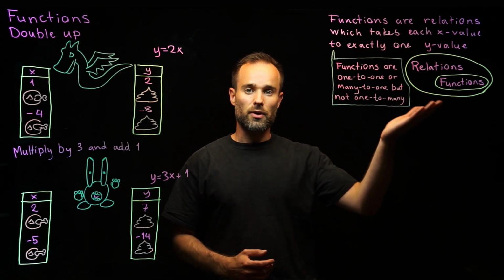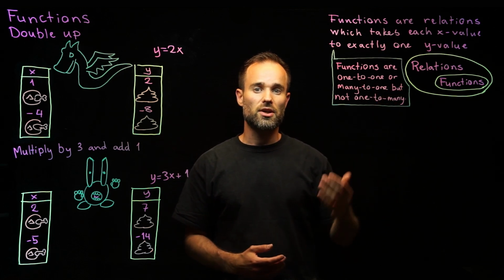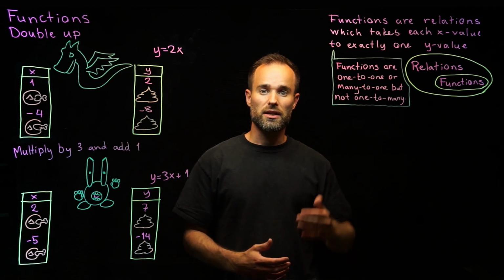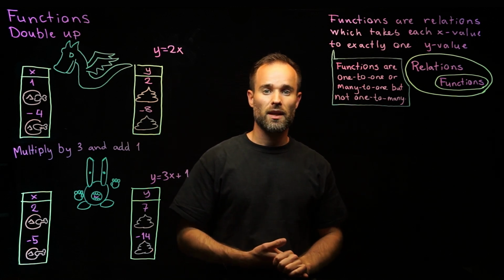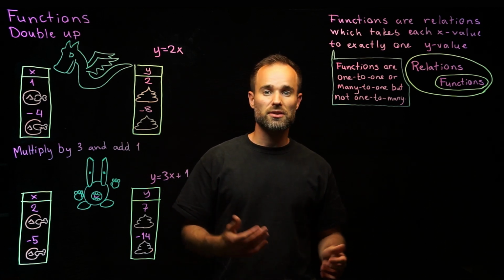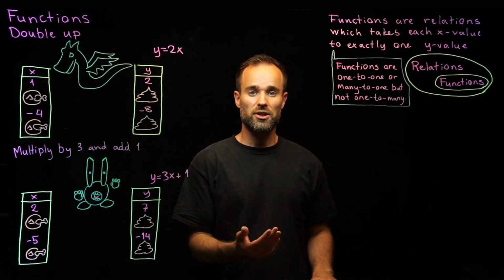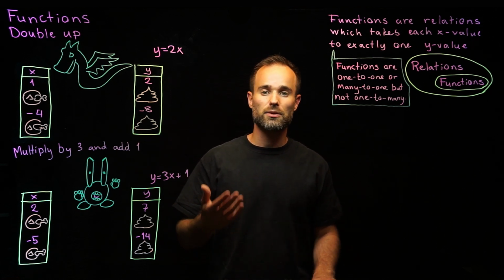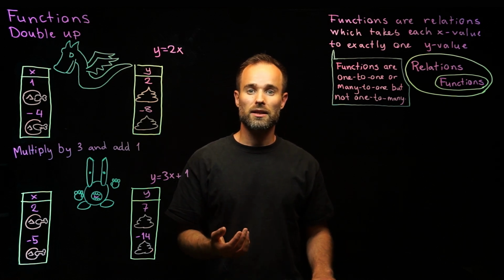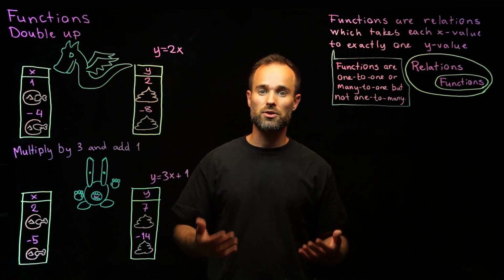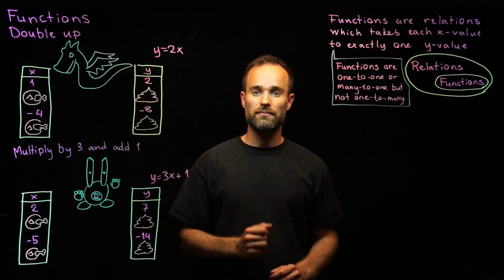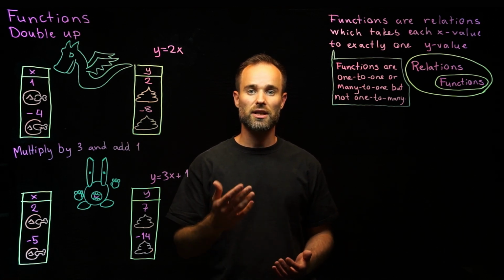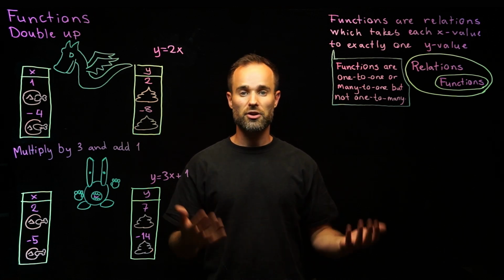This Venn diagram illustrates that functions are a subset of all relations, and these are the requirements to be a function. In other words, a function is a special type of relation. Our definition: functions are relations which take each x value to exactly one y value, meaning they can be one-to-one or many-to-one. Additionally, we also use a particular notation to indicate that a relation is a function, and it's called functional notation.